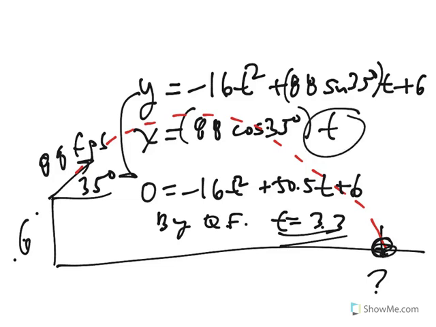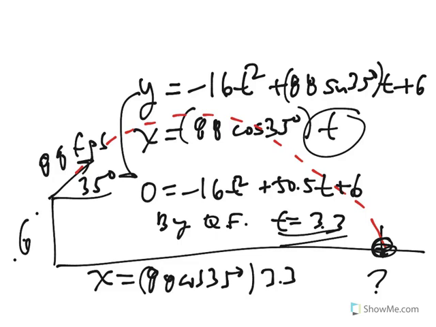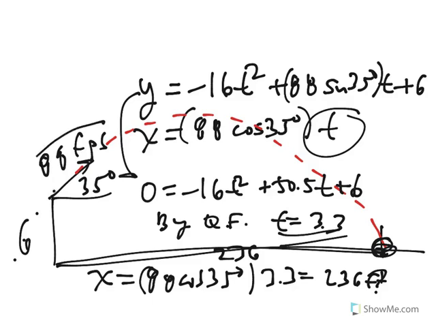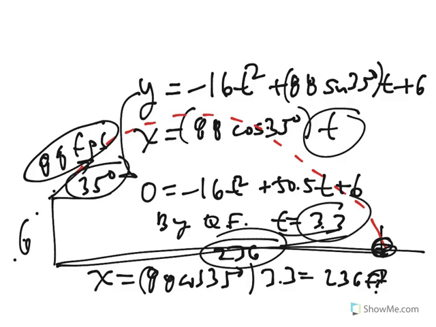You plug that 3.3 in place of t in the x equation, 88 cosine 35 degrees times 3.3, and you get approximately 236 feet. So that's the answer. In that case, we're given these two things, and we're figuring out this third one. We're also figuring out the 3.3.